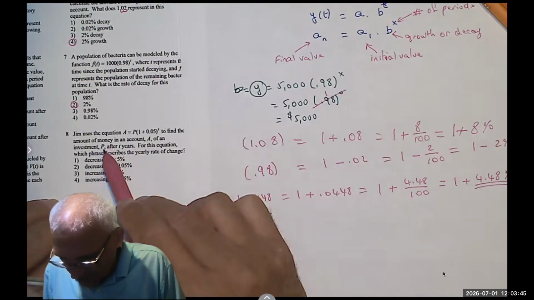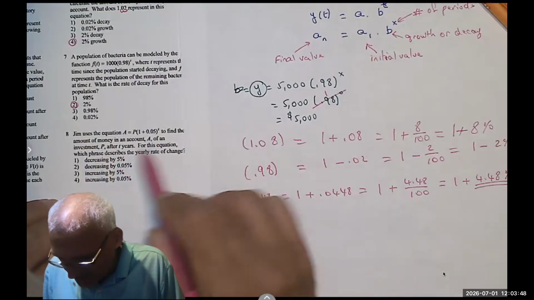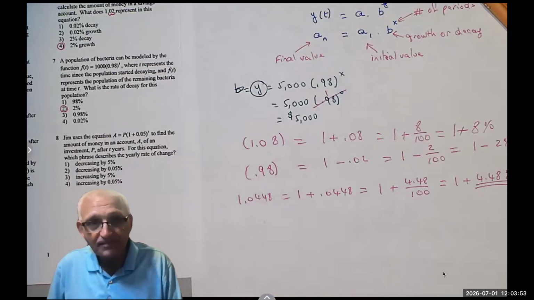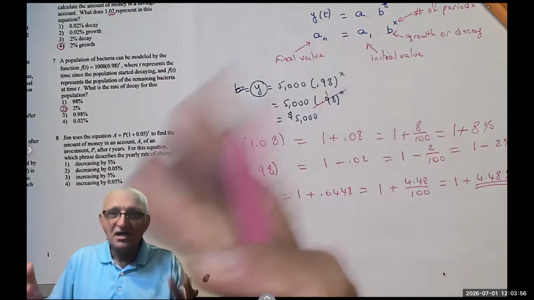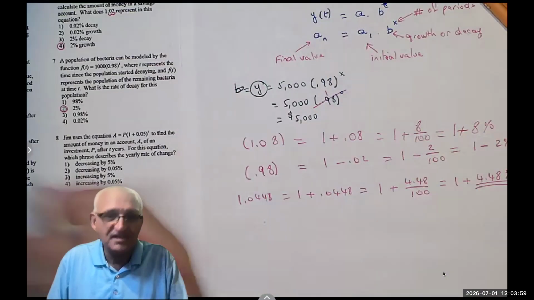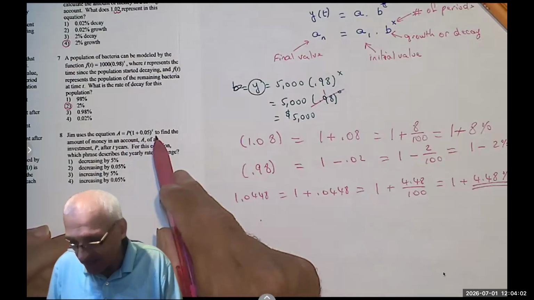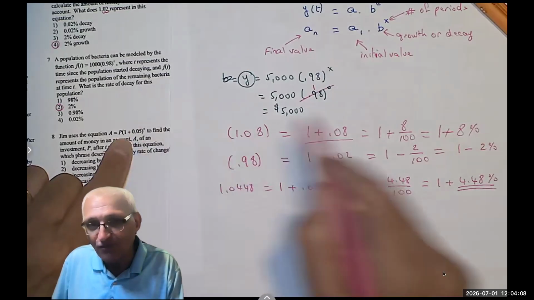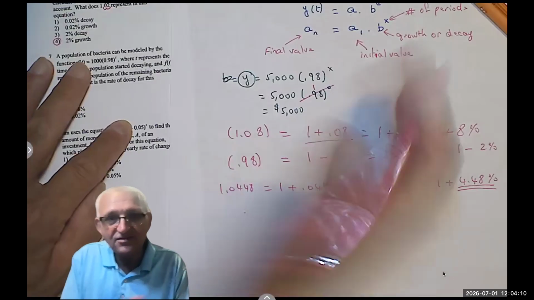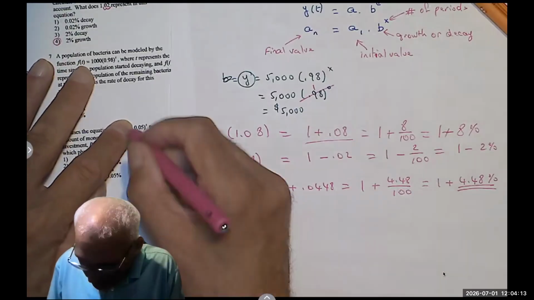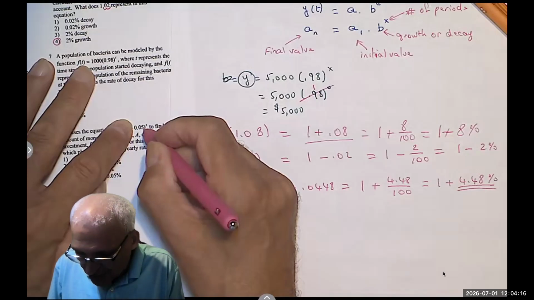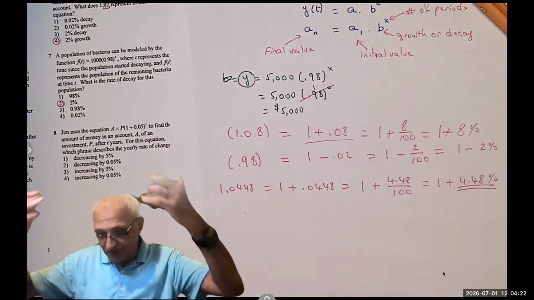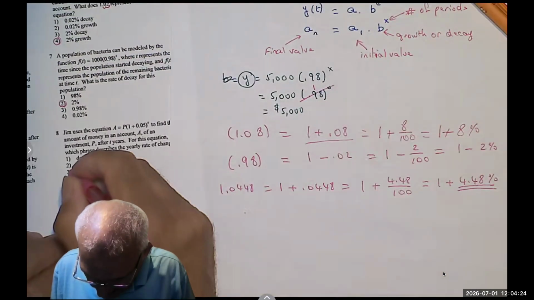Okay, so investment P after T years for this equation. Which phrase describes the yearly rate of change? They didn't tell you growth or decay, but of course it is growth here because it's 1 plus something. They already wrote it like that instead of saying 1.05. So I just get rid of the 1, multiply by 100, meaning moving the decimal point 2 places to the right, percent. So it's 5%, and it's more than 1, so it's growth, increasing by 5%.